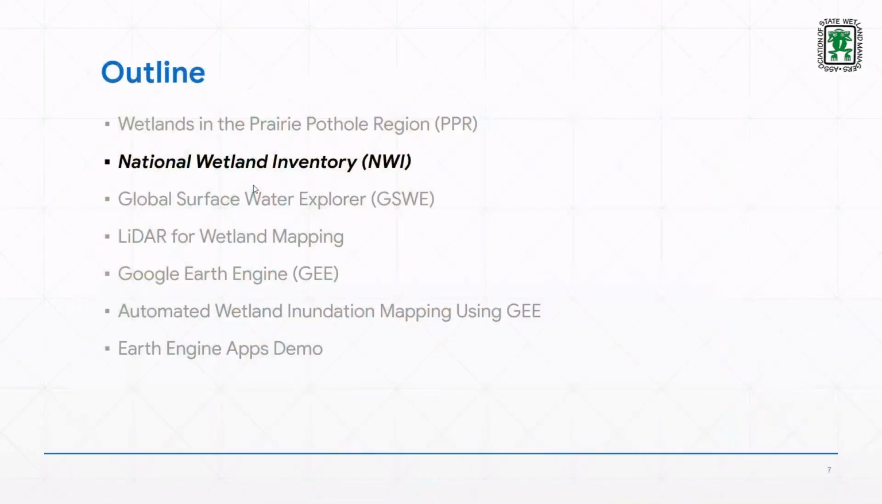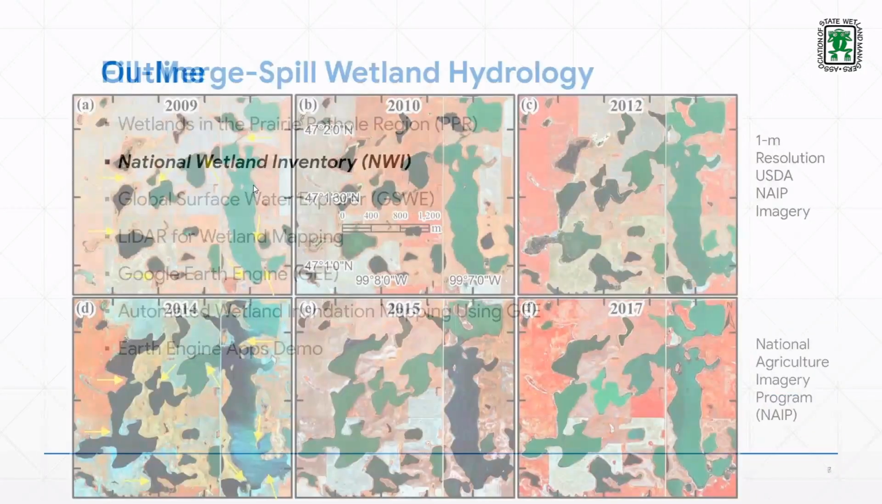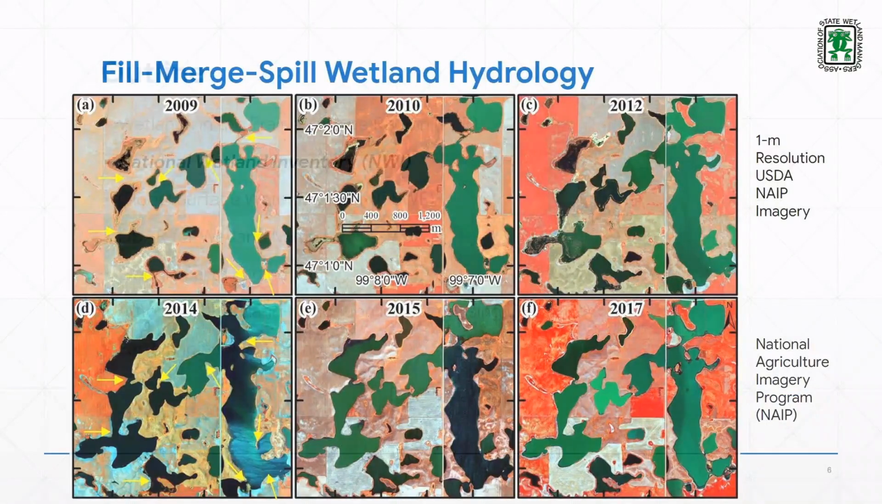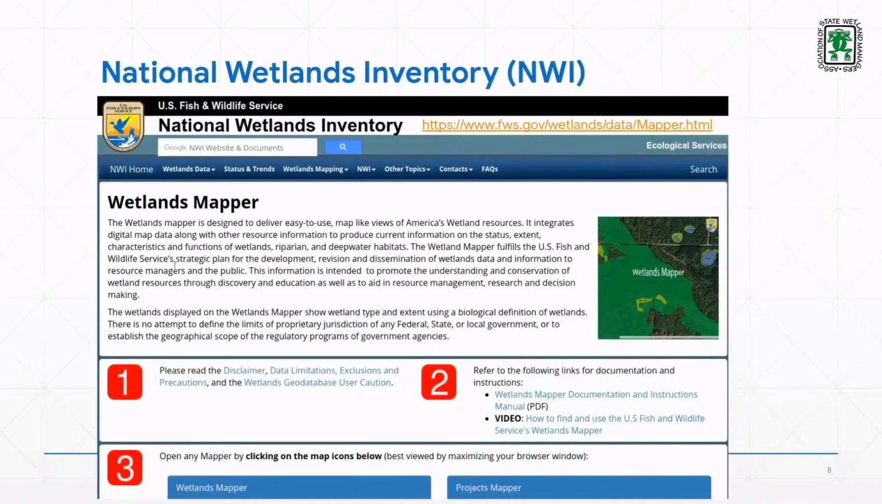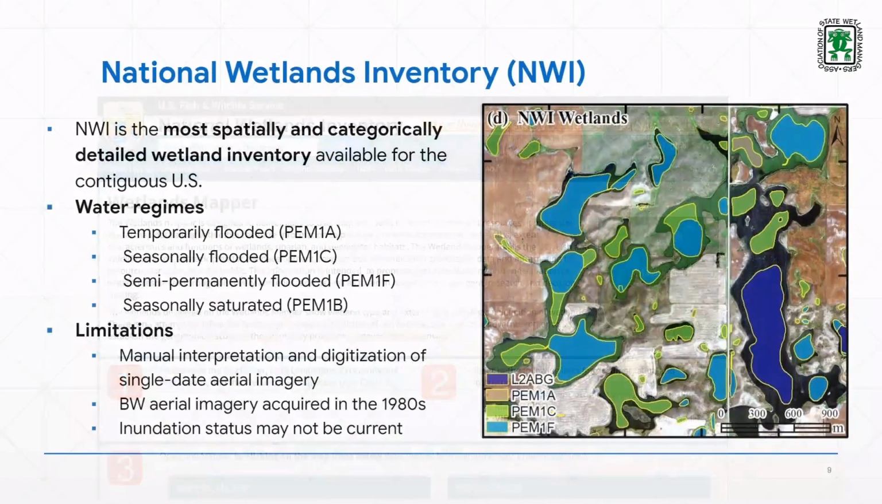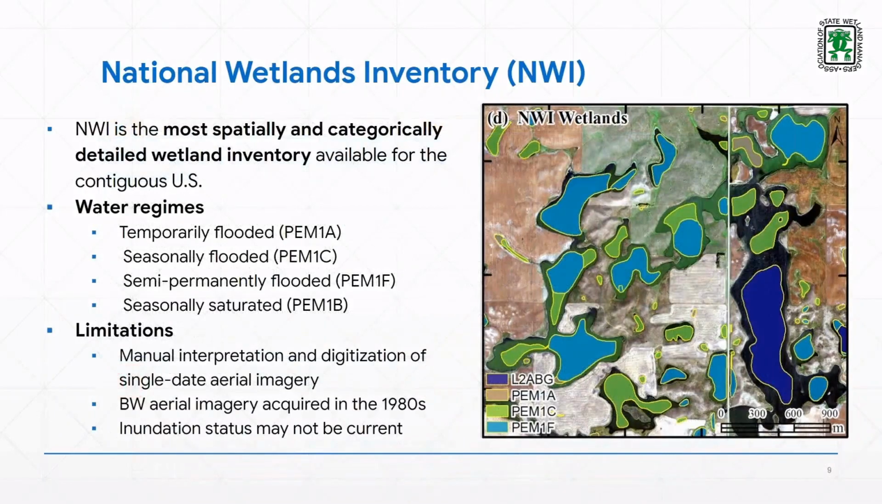And so, in order to map the inundation, first let's talk about some of the existing data that we have for the area, for the PPR. So as you can see, the first one is the National Wetlands Inventory, or the NWI. You can go to the website here. I'm sure many of you are very familiar with the NWI. It's the most spatially and categorically detailed wetland inventory available for the contiguous US. Basically, it's a polygon data set, and it has attributes indicating the wetland type and also the water regime.